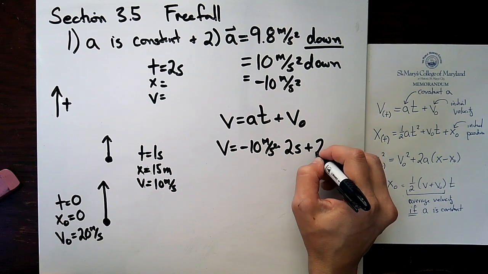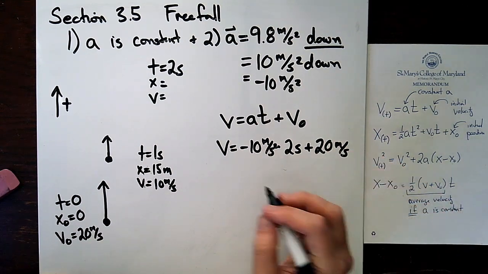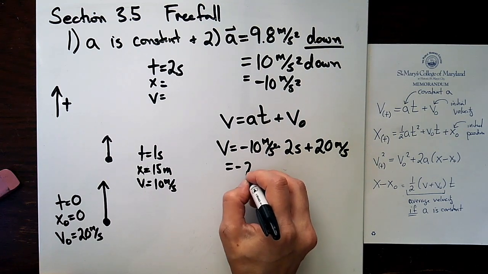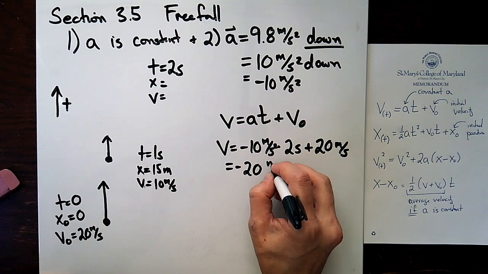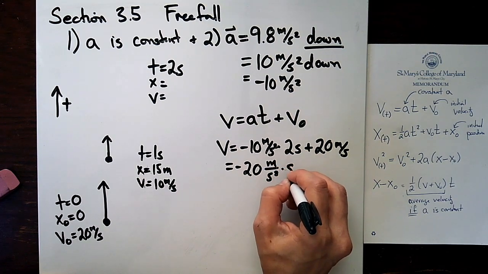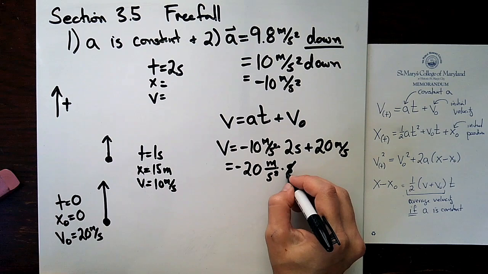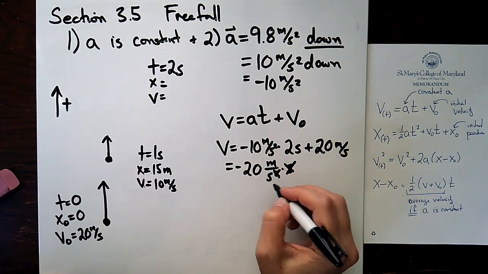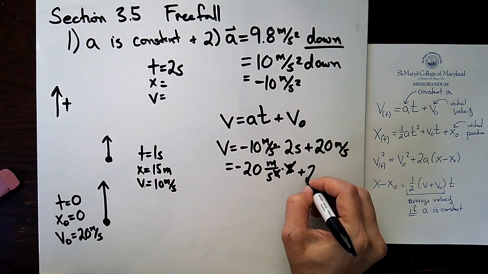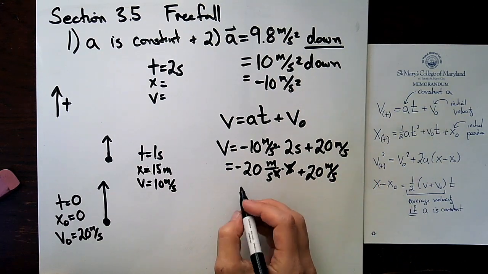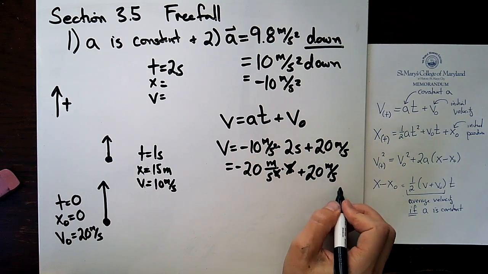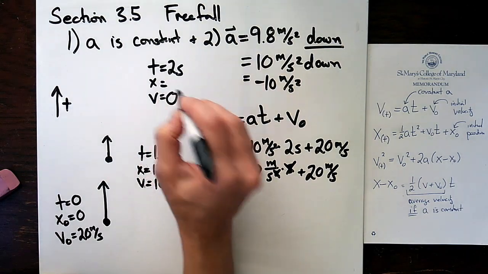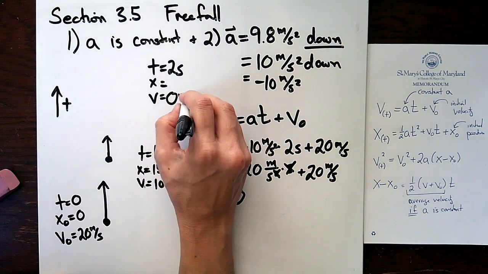And the initial velocity is still 20 meters per second. So now we have -10 times 2, that's -20. The units are meters over seconds squared times seconds. So we'll have a seconds up here that will cancel with one, but only one of those seconds. So we'll be left with meters over seconds, plus the next term, 20 meters per second. And we have -20 meters per second plus 20 meters per second. So we're actually stopped. We have no velocity up here, 0 meters per second.